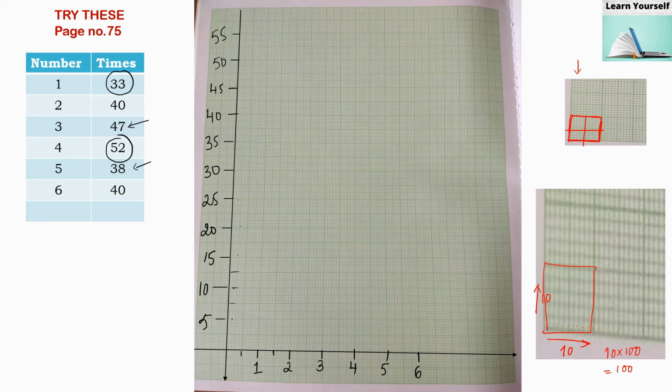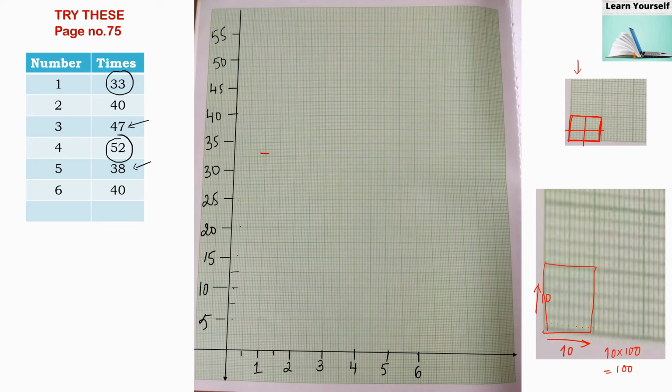Let us take our first observation. Number 1 has come 33 times. So on this line, we are going to find out where 33 will come. This is 30. Now between 30 and 35 there are 20 boxes. So 4 lines for 1, then 4 lines for 2, 4 lines for 3. So here it is going to complete; this is going to be 33. So this is my observation, that is 33.